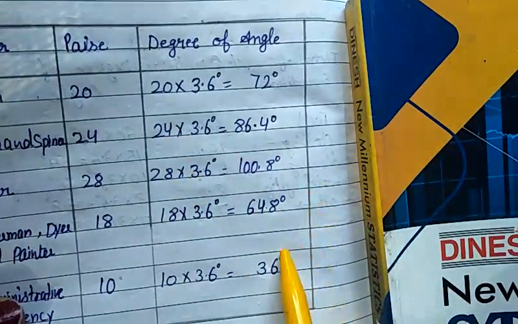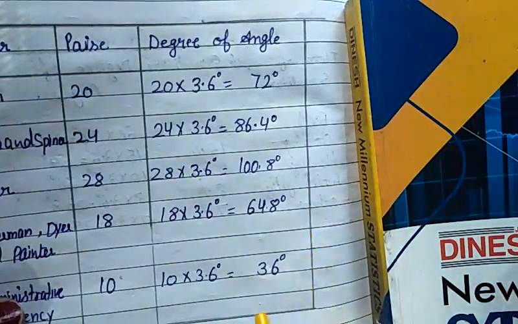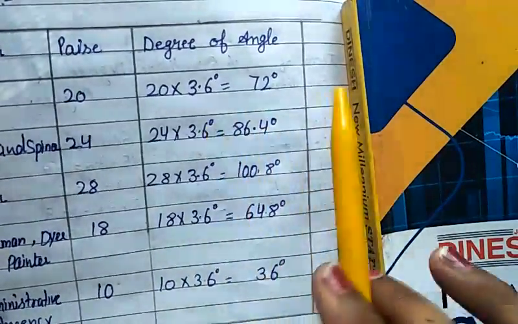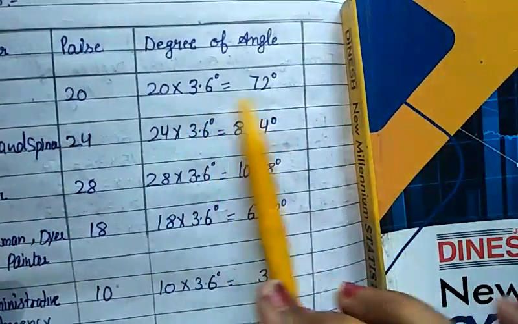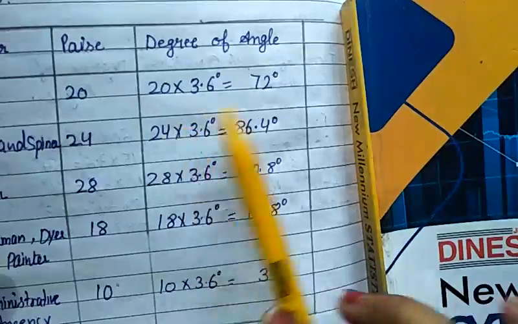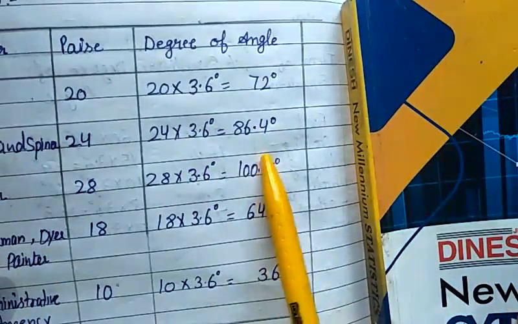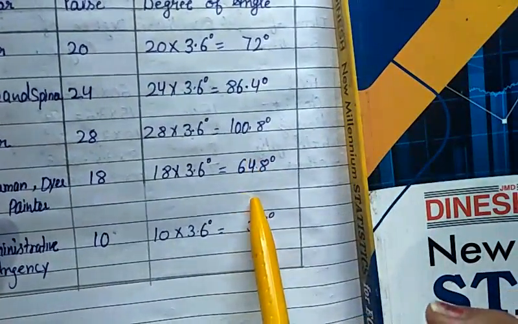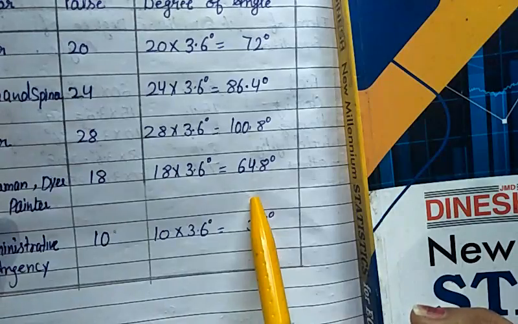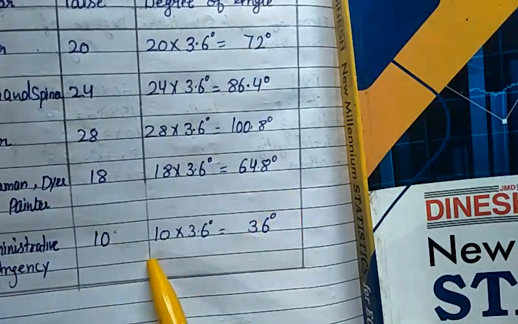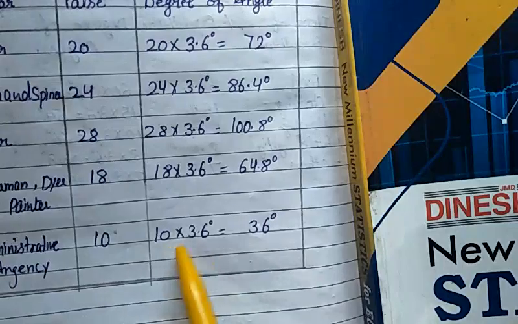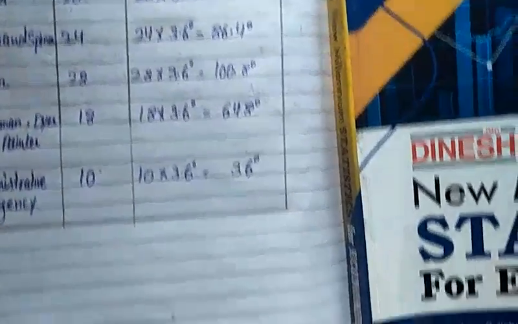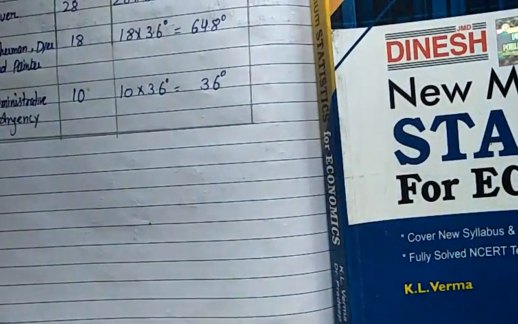Okay, so why we need this? We need this to draw the pie diagram, to draw the pie chart. Clear, students? So I already did this. The angle of farmer is 72 degree, gardener and spinner 86.4 degree, weaver 108 degree, washerman, dyer and painter 64.8 degree, and the administrative agency, that is 10 into 3.6, that is 36 degree. After that I will draw a circle.